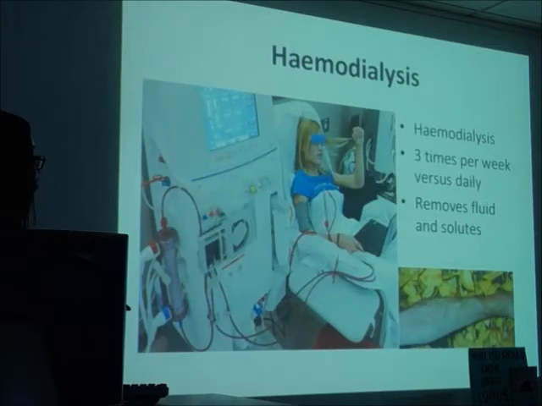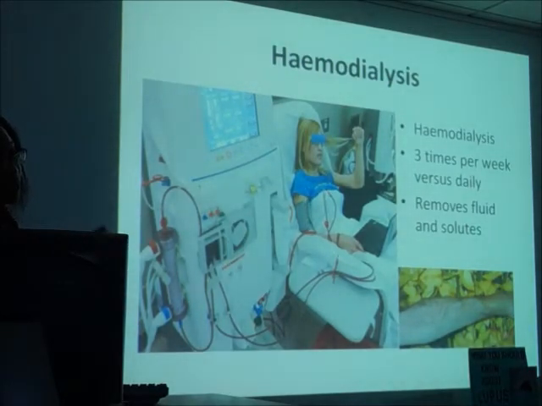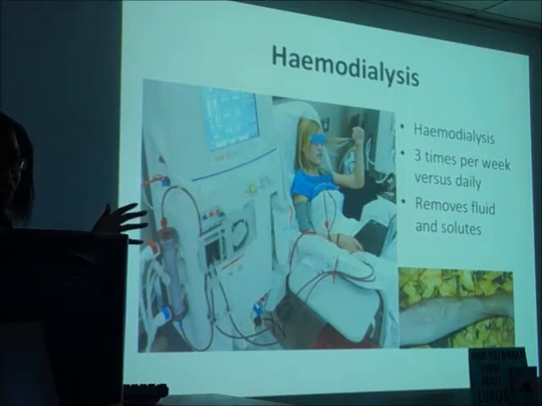So a common one is hemodialysis. What does it mean for someone to go on hemodialysis? It's not easy. It can be life-changing. Fortunately, it's nothing like what it was, say, in the 60s or the 50s when they first started doing it.